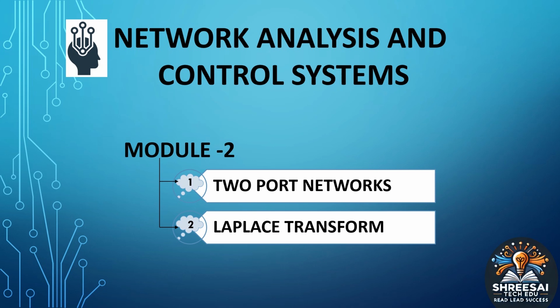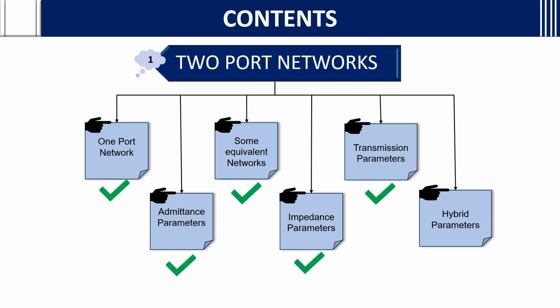I am dealing with the subject network analysis and control systems. In that first part, that is two-port networks, we have seen many two-port networks and different parameters. Today we will see a new topic. We have already done the one-port network and some of the two-port networks like admittance parameters, equivalent networks, impedance parameters, transmission parameters. Today we will see hybrid parameters.